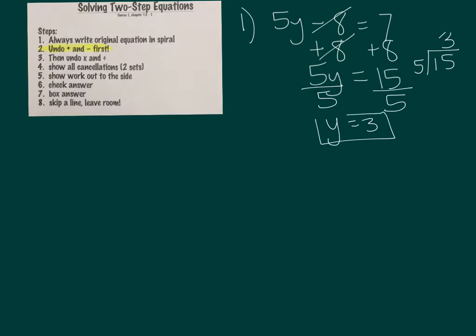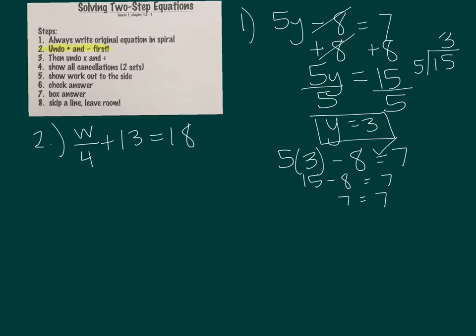Therefore, y equals 3. Let's check our answer because we still have to check our answer box and make sure we leave room. Now I write the original equation as it was at the top of the problem, but I substitute in what I believe y to be. Here I have said that y is 3. We put in 3 where the y was, so that we can check to make sure this works. I know 5 times 3 is 15, minus 8 is 7. 7 equals 7, and it checks.